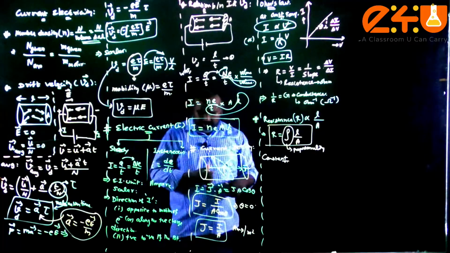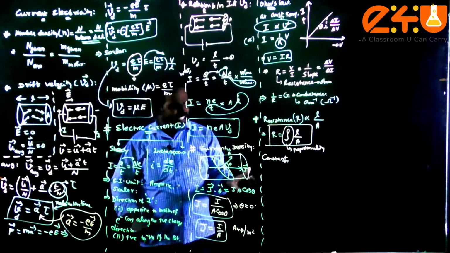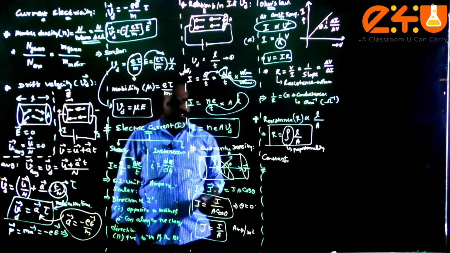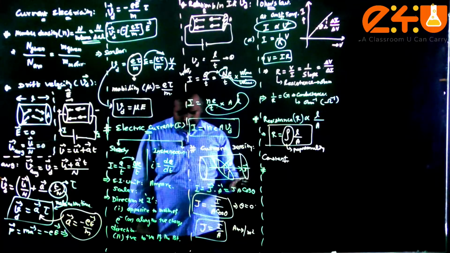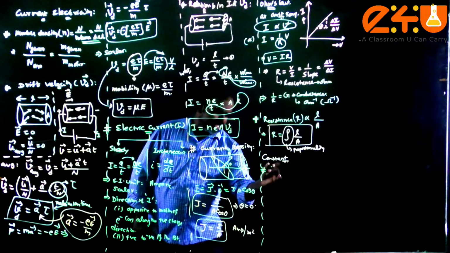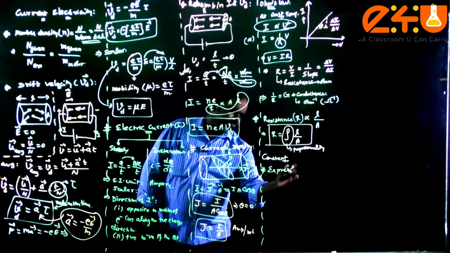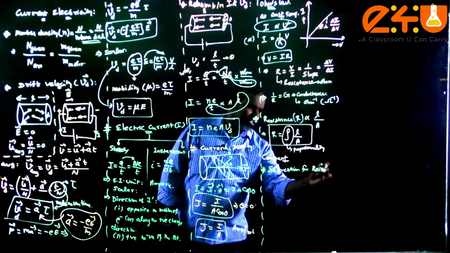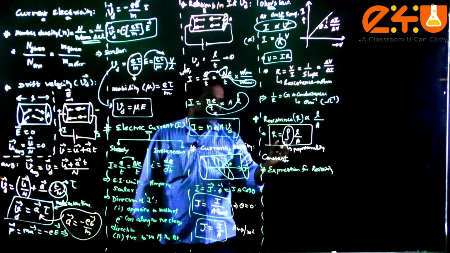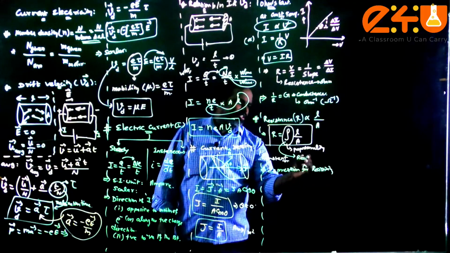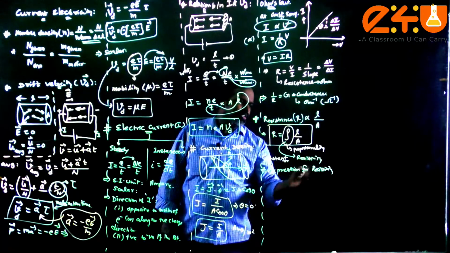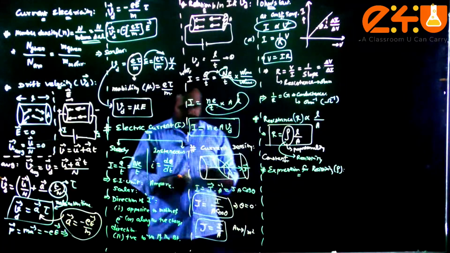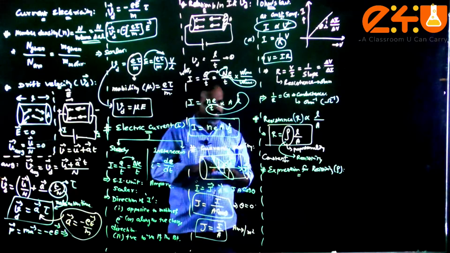Now the next topic or subdivision we are going to discuss is the expression for resistivity. This proportionality constant is called resistivity. So rho, we call it rho. Yes. Now please see what this resistivity means.